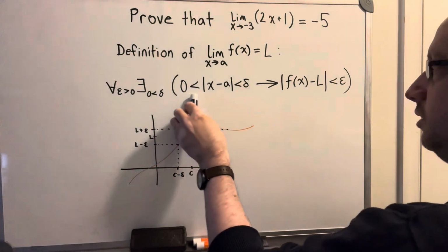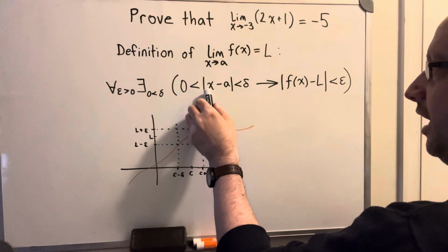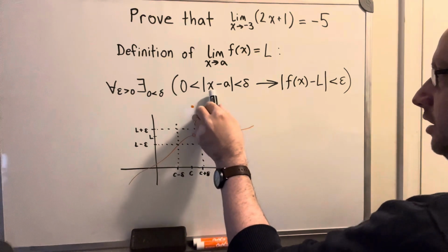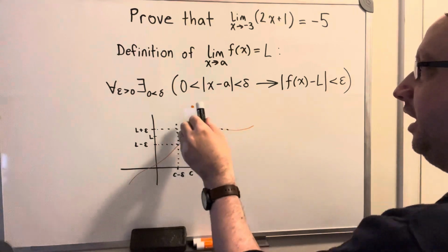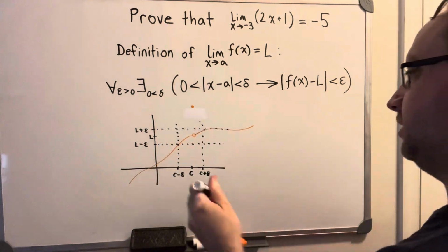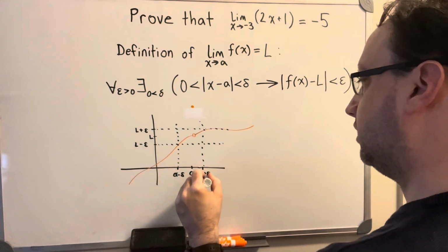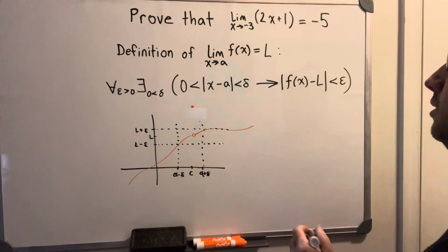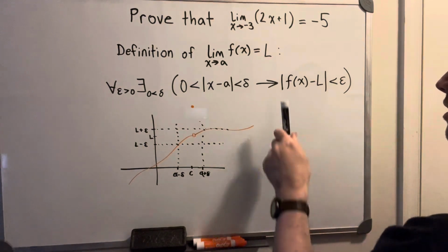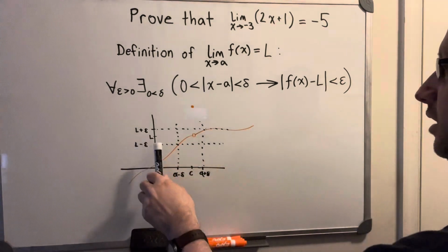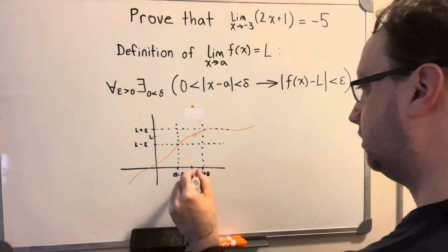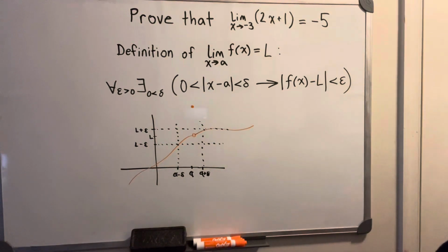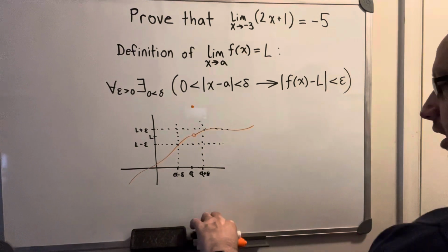And what is the condition? We're saying if the absolute value of x minus a, which if you remember from absolute values, is the distance between a given x and a, is greater than 0 and less than delta, then the distance between f of x and L is less than epsilon. Now let's talk about this in informal terms that hopefully express the meaning.